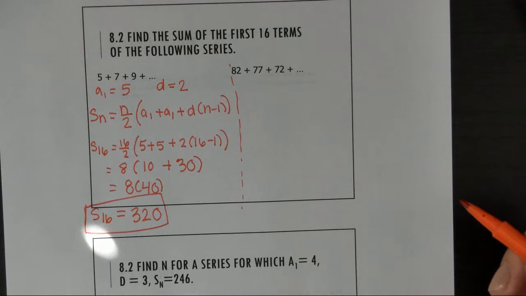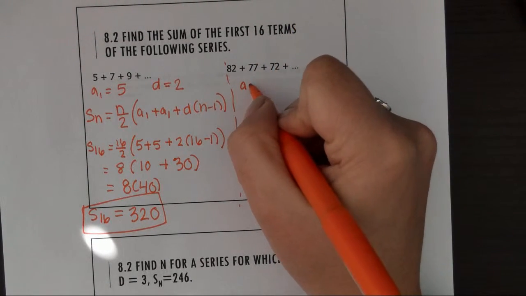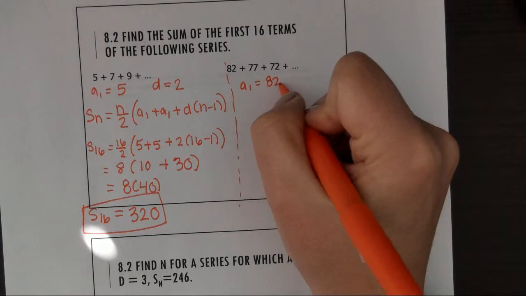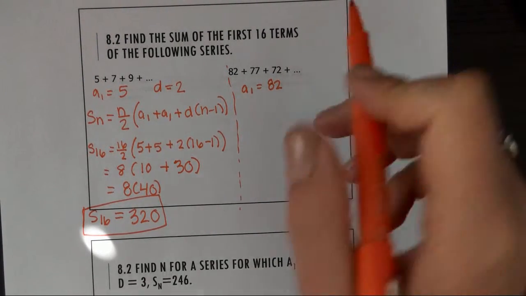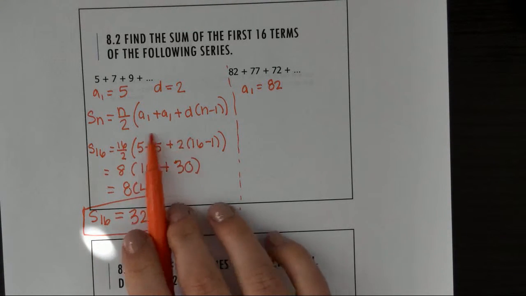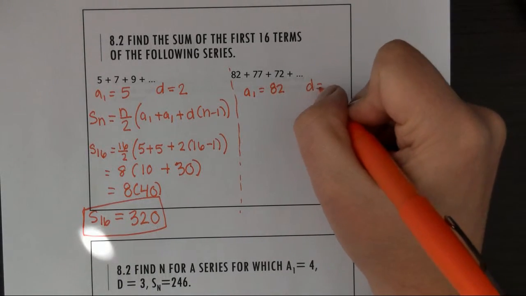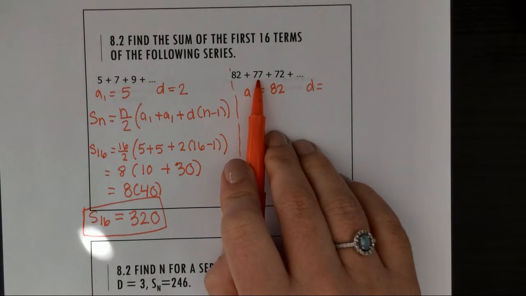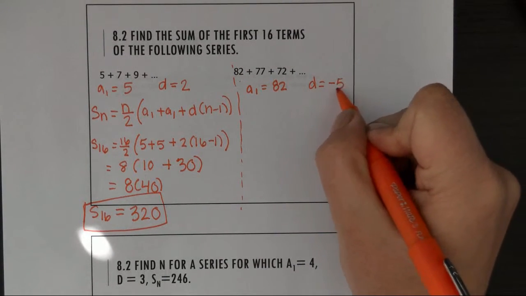Okay. Now the second example, 82, 77, 72. We know our first term is 82. We don't know the 16th term, but as you saw over here, we had to figure out what our common difference was in order to use the sum formula. So our common difference here is going to be 77 minus 82, which gets us negative 5.